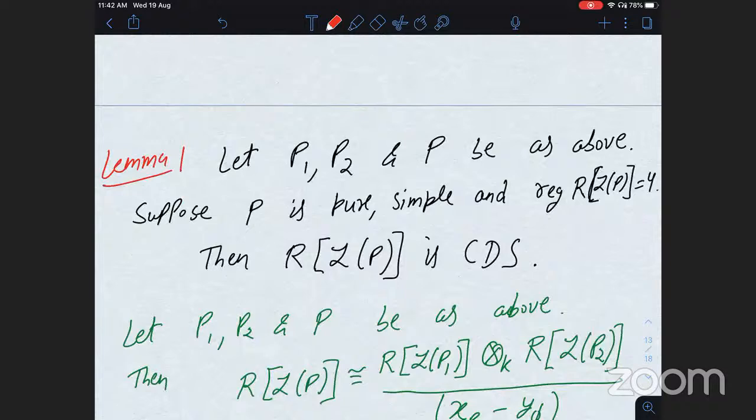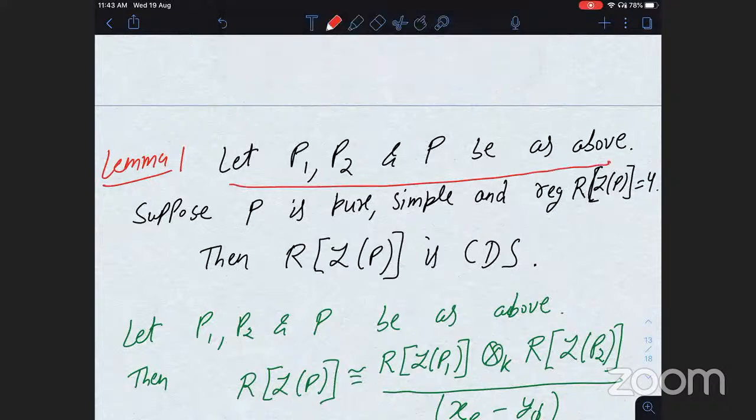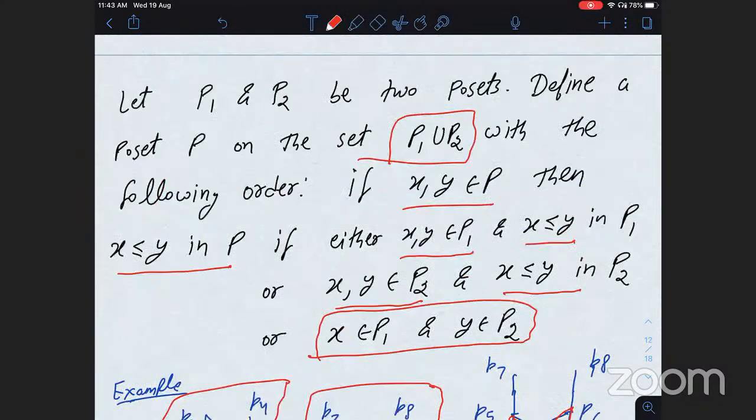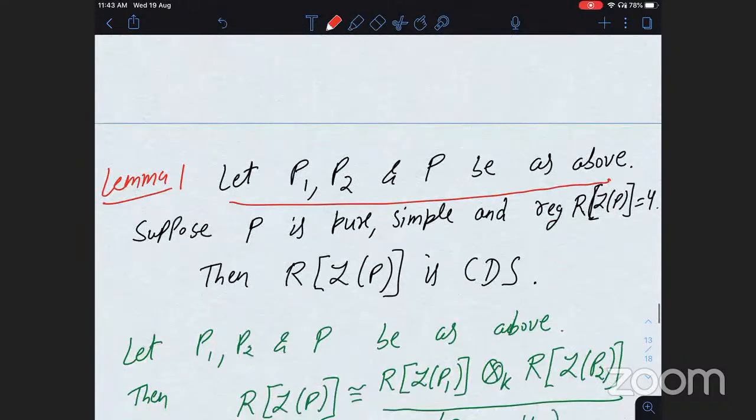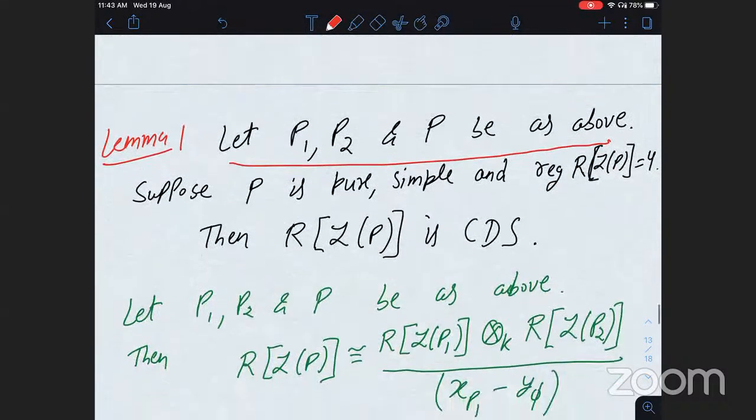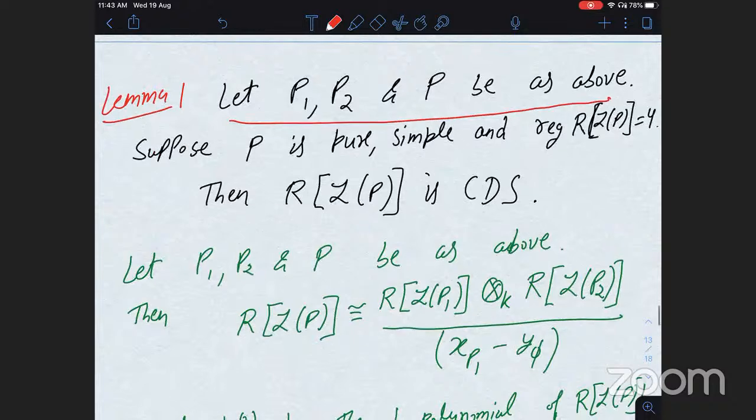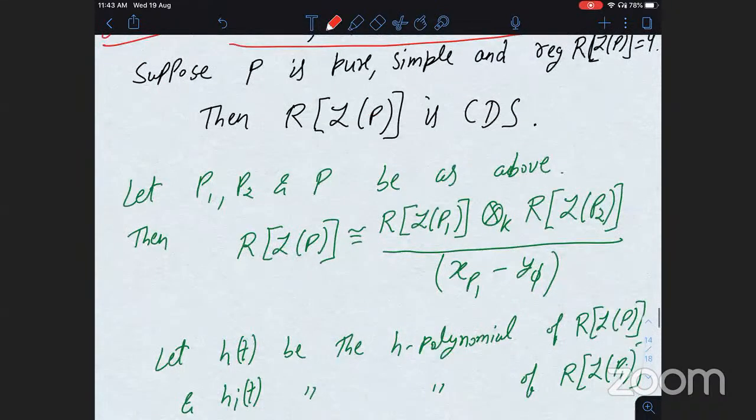Let P1 and P2 be as above. Suppose that P is a pure simple poset of regularity 4, right? So what does P1, P2 and P as above mean? We have two posets P1 and P2, and P is obtained from P1 and P2 by this particular definition. And suppose that P is a pure simple poset of regularity 4. Then the Hibi ring associated to P will be Charney-Davis-Stanley. Yeah. So before we proceed to the proof of this lemma, there is one observation or fact.